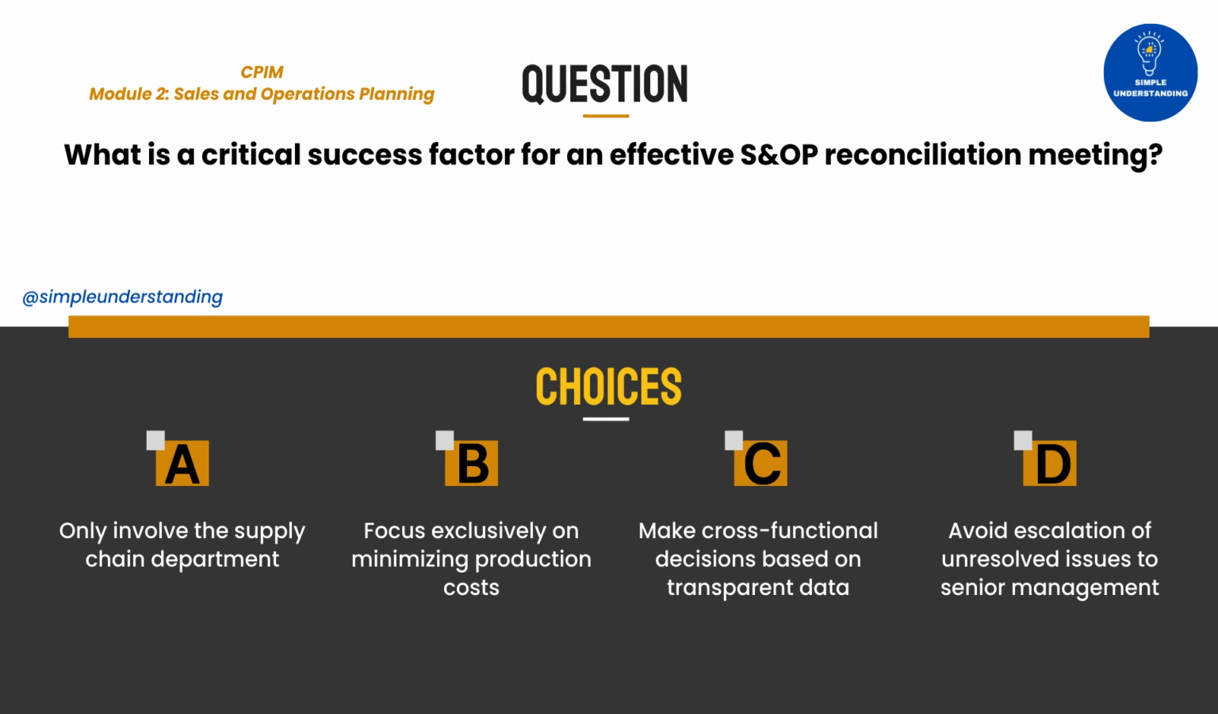What is a critical success factor for an effective S&OP reconciliation meeting? A. Only involve the supply chain department. B. Focus exclusively on minimizing production costs. C. Make cross-functional decisions based on transparent data. D. Avoid escalation of unresolved issues to senior management.